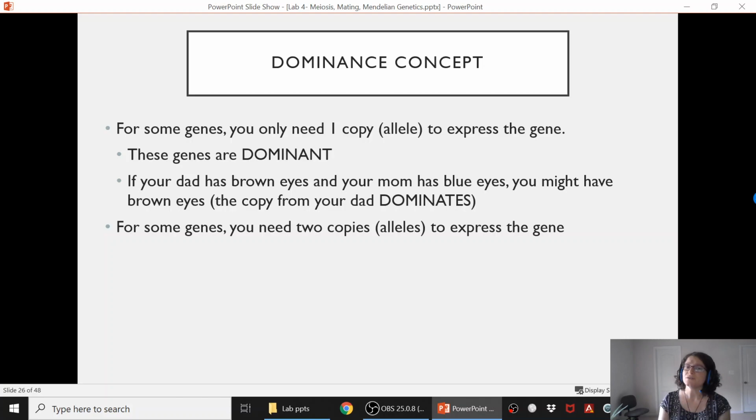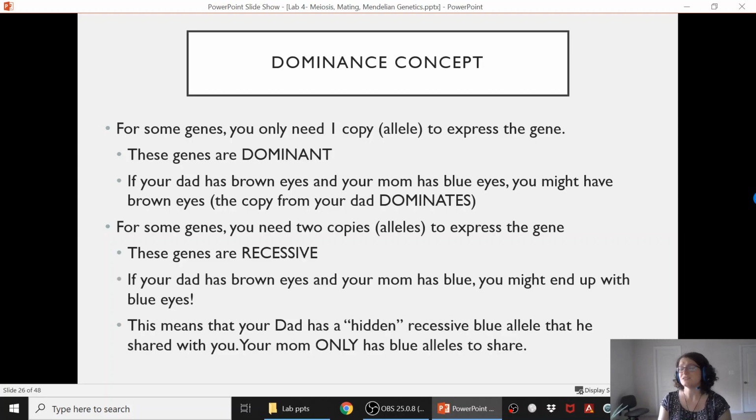For some genes, you need 2 copies to express a gene. These genes are recessive. If your dad has brown eyes and your mom has blue eyes, you might end up with blue eyes. It means your dad must have a hidden recessive blue allele that he shared with you. Your mom only has blue alleles to share, and you end up with blue.